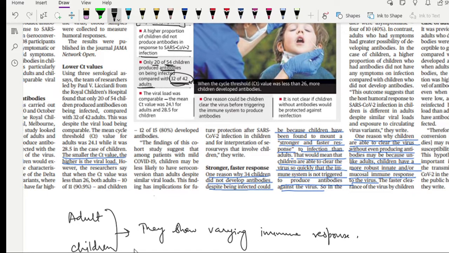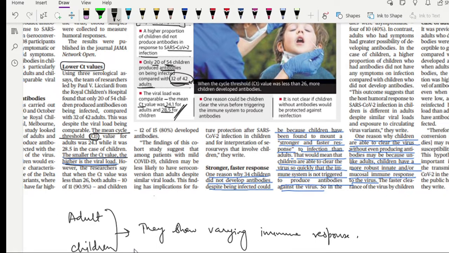Okay, the viral load was comparable. Look here, the mean CT values. It is written the mean cycle threshold. CT means cycle threshold value. You understand what is CT? Cycle threshold. The smaller the CT value, the higher the viral load. So a smaller CT value means you are highly infected. A larger CT value means you have a low infection. The viral load was comparable. The CT value was 24 for adults and 28 for children.